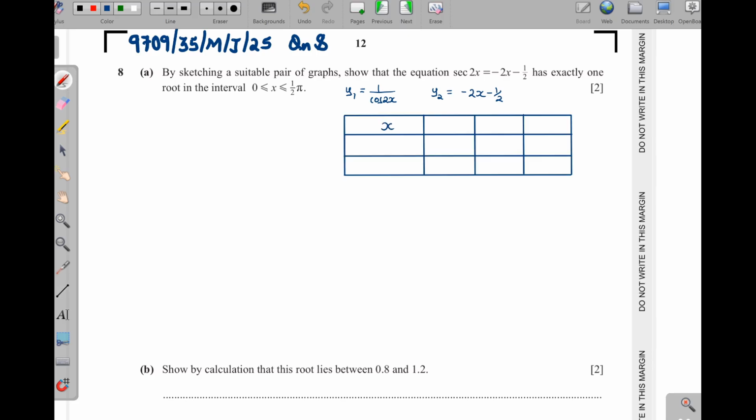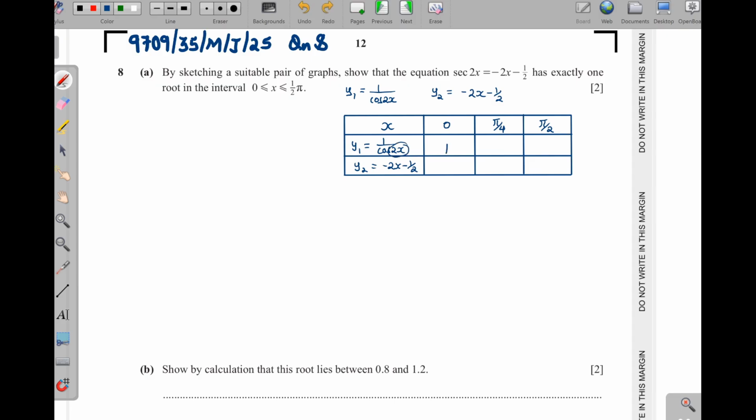So I have x here, I can have 0, because if this is the interval 0 to 90, then I can have 45 here, and then the 90. Then y1 is equal to 1 over the cosine of 2x, and then y2 is equal to negative 2x minus a half. When I put 0 here, cos of 0 is 1. So here we shall get a 1.